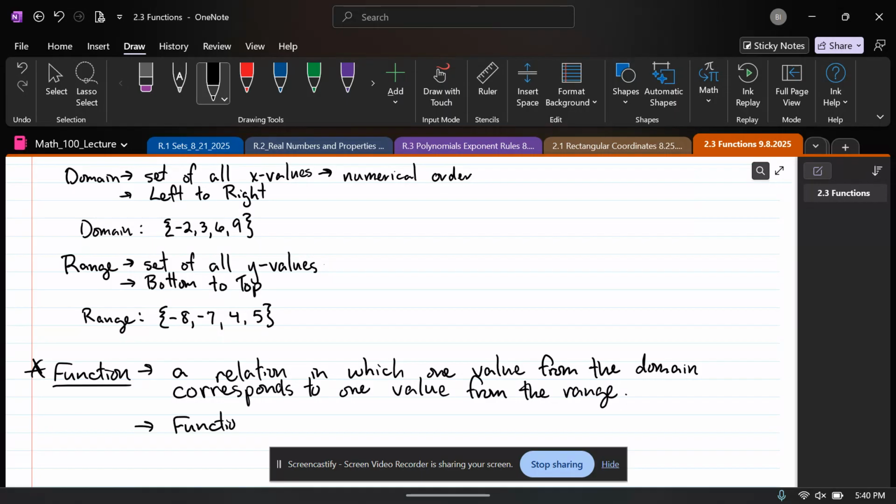Functions do not repeat x values. It's okay if they repeat y values, but they cannot repeat x values.